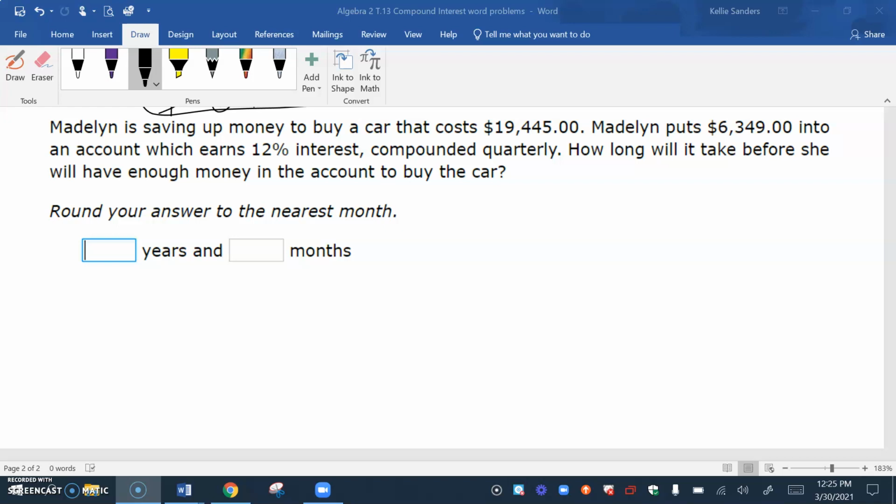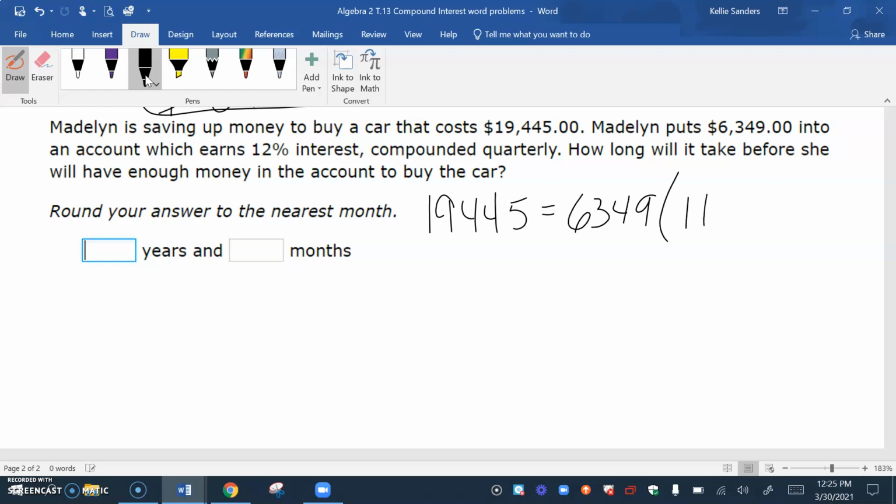Madeline is saving up to buy a car that costs $19,445. Madeline puts $6,349 into an account and earns 12% interest compounded quarterly. How long will it take before she will have enough money in the account to buy the car? Okay, so we're looking for T, we're looking for time. So she needs 19,445. She has 6,349. The rate is 0.12. Compounded quarterly would be 4, and then 4, and then T is time in years.